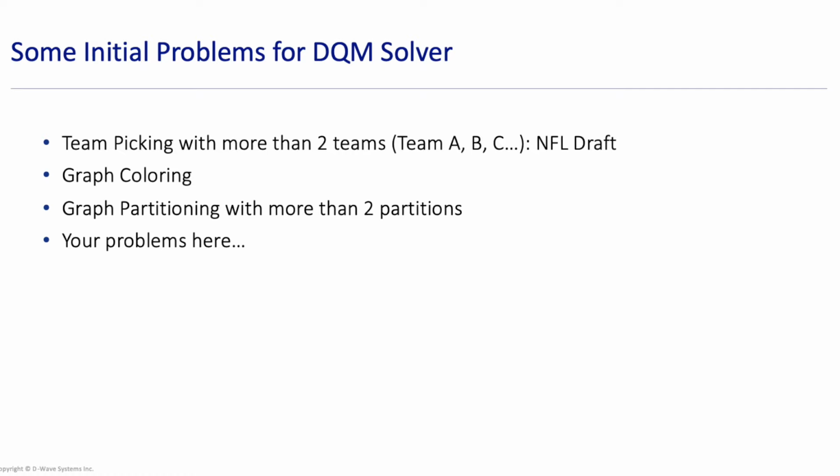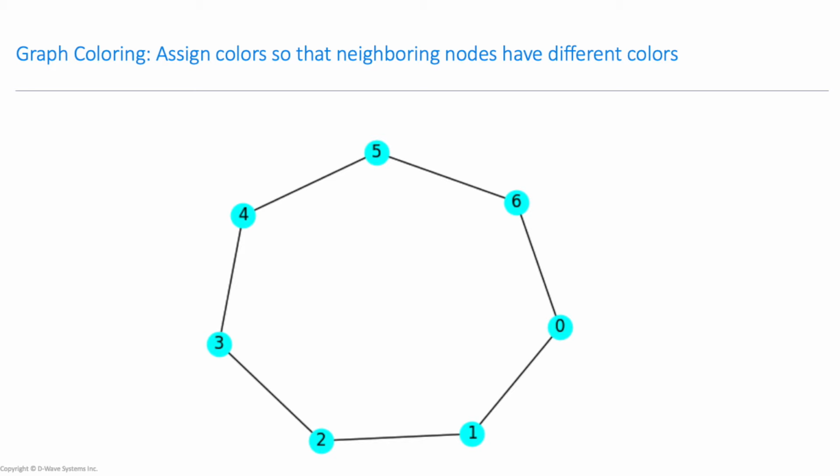So let's now explore one of those problems in more detail. Here's a well-known problem, another one of Andrew Lucas's basic 21 NP-hard problems, which is graph coloring. Assign colors so that the neighboring nodes have different colors. Simple enough. And so here we're dealing with 7 nodes.